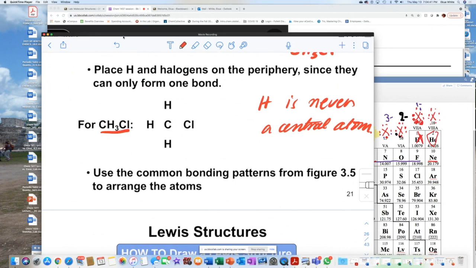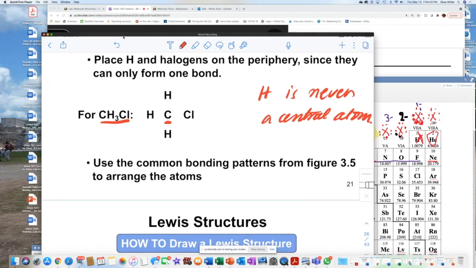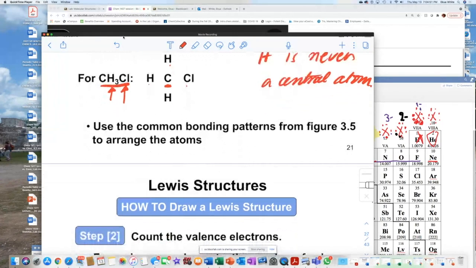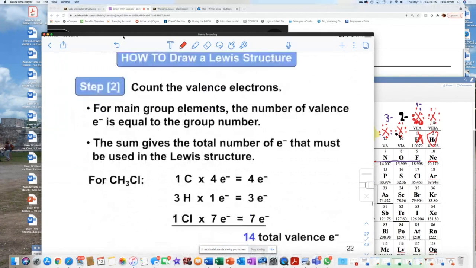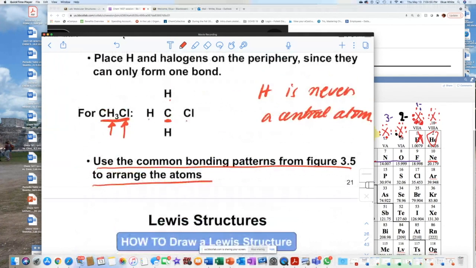So carbon is in the middle. You place carbon in the middle, surrounded by the remaining 4 elements, right? So we have 3 hydrogens here and 1 chlorine. And then they're telling you to use the common bonding patterns from figure 3.5 to arrange the atoms. So what I like to do here, before I do anything, is you have your carbon in the middle surrounded by chlorine and then the 3 hydrogens.